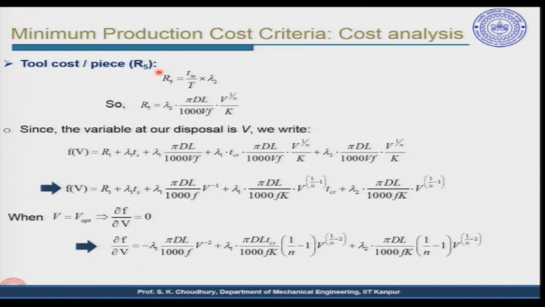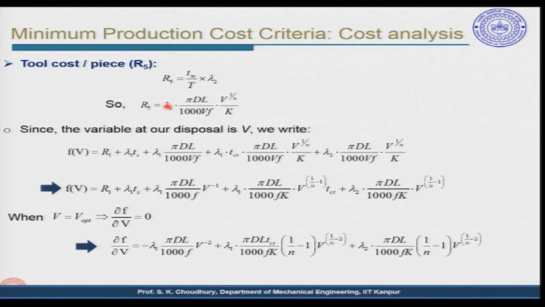Now, the tool cost per piece, again we have to calculate how many times we are changing the tool, and that has to be multiplied by the tool cost per piece, which is lambda 2. Here you have to be careful that lambda 1 will not be involved, because here it is the tool cost which we are incurring, the number of times we are changing the tool, and that has to be multiplied by the tool cost per piece. So, therefore, Tm by T, Tm we found out earlier, that is pi dL by 1000 Vf. Value of T we found out as k divided by V to the power 1 by n. So, here it will be V to the power 1 by n by k, and that has to be multiplied by the tool cost per piece.